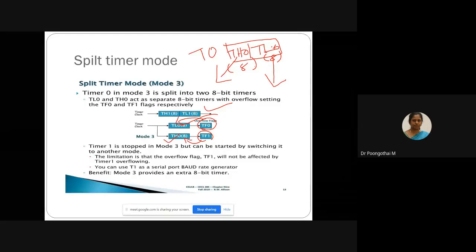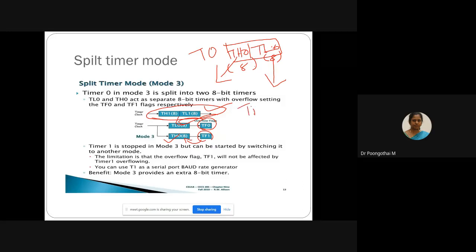This overflow flag will not be affected by timer 1 operation, because this overflow flag is assigned to your timer 0 higher order timer. So we can use timer 1 as a serial baud rate generator. The only benefit of this mode 3 is we can have 3 timers.